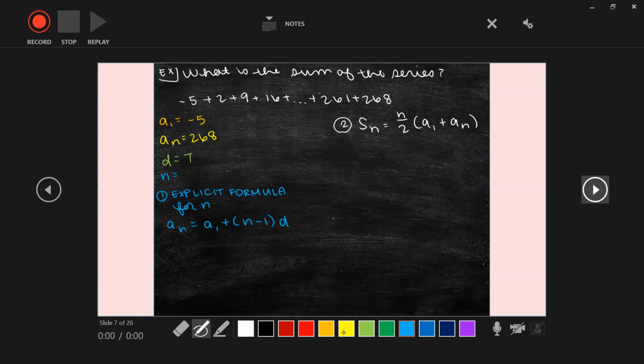So let's go through and let's substitute things, right? So a sub n is 268, which is equal to whatever my a sub 1 is. So that's going to be -5. I'm adding n minus 1 because I don't know what my n is yet. That's what I'm trying to find. And then I'm multiplying that by d, which is going to be 7.